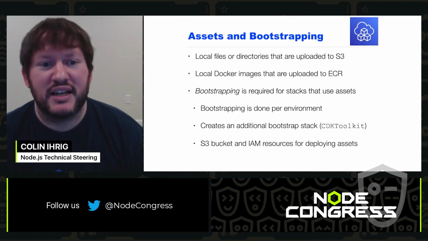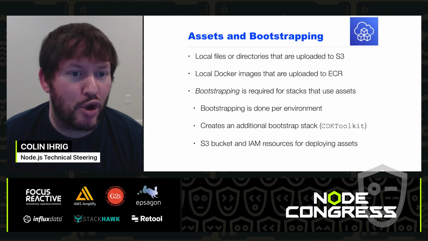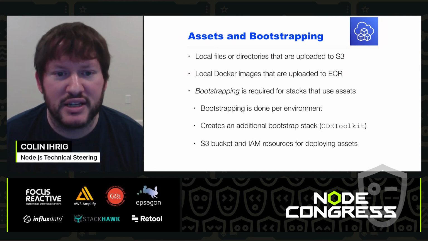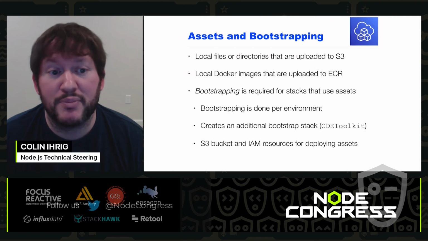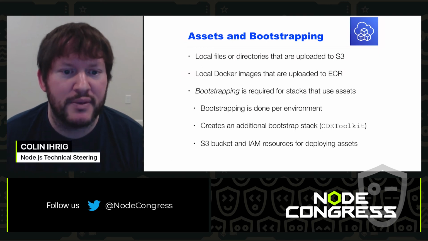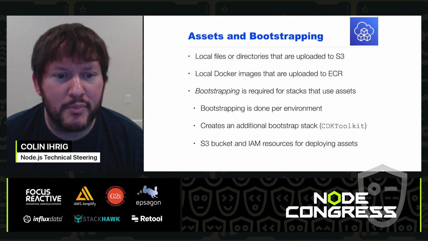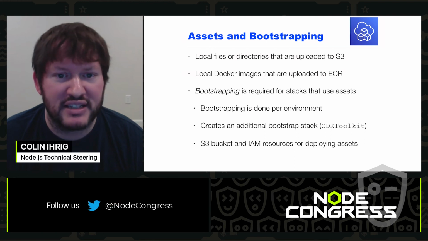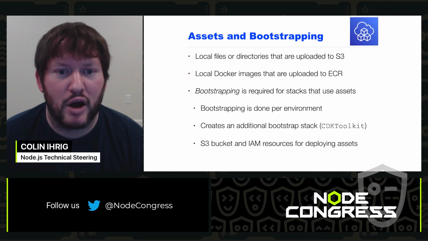Next, I wanted to talk about assets and bootstrapping. Any local files or directories that need to be uploaded to S3, or any local Docker images that need to be uploaded to the Elastic Container Registry, are known as assets. If your application uses any of these assets, then you'll have to do something called bootstrapping, which has to be done per environment, so per user and region combination. It'll also create an additional CloudFormation stack for you called CDK Toolkit. And it consists of an S3 bucket and an IAM set of resources for deploying the assets to the cloud. One thing to note is that you will likely be charged for this because you'll be storing assets in AWS.